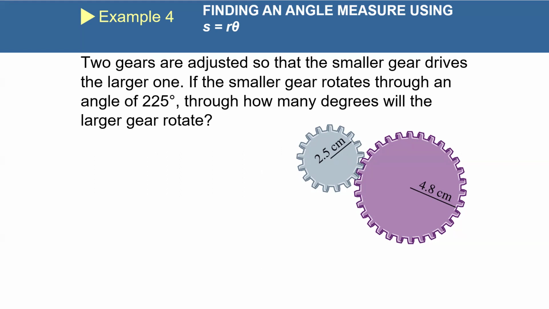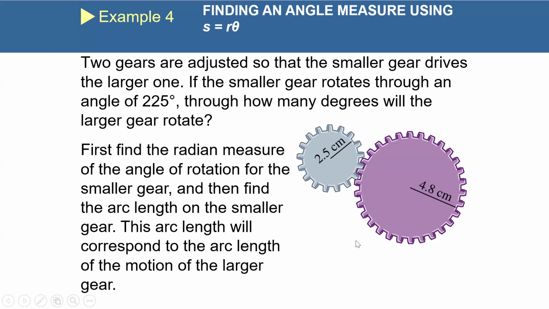All right, so we have two gears adjusted so that the smaller gear drives the larger one. If the smaller gear rotates through an angle of 225 degrees, through how many degrees will the larger gear rotate? So this was a build on. I'll let you draw your picture first, and then we will break it down. So you have a little circle and a big circle, and this one is rotating at 225 degrees.